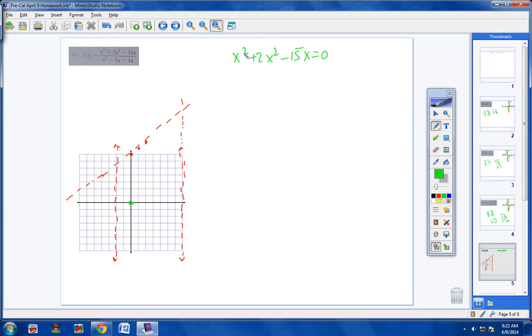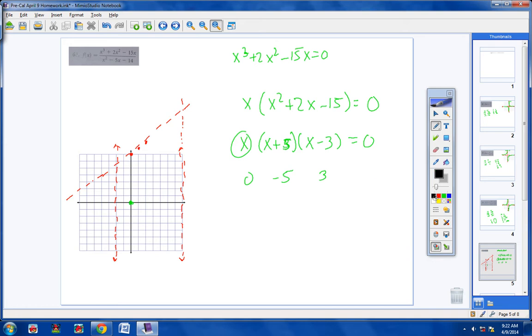Well, first of all, we can factor out an x. And so when we do that, we're left with x squared plus 2x minus 15. Then we have a trinomial here we can factor. The factorization of this trinomial would be x plus 5, x minus 3. For this group here, I would get a 0. For this group, a negative 5. For this group, a positive 3. So it looks like I have 3 x-intercepts. I know I have one here already. And then negative 5, and then 3. I have one here.